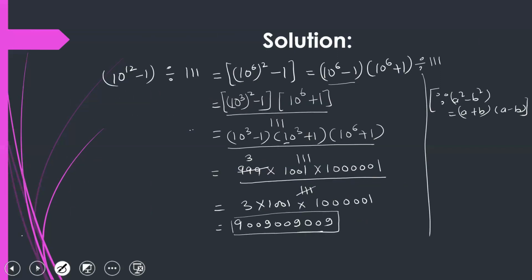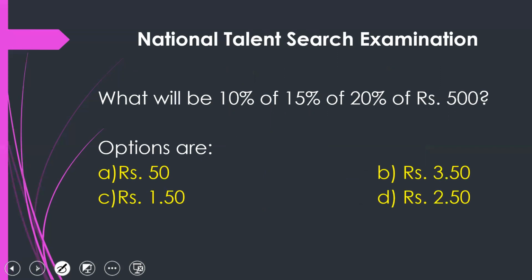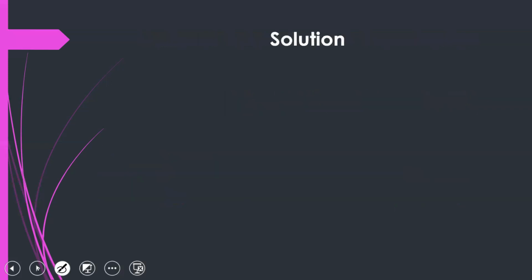So let's discuss one more question. What will be 10% of 15% of 20% of rupees 500? Options are provided: rupees 50, rupees 3.5, rupees 1.5, and 2.5. Let's see which is the correct option.